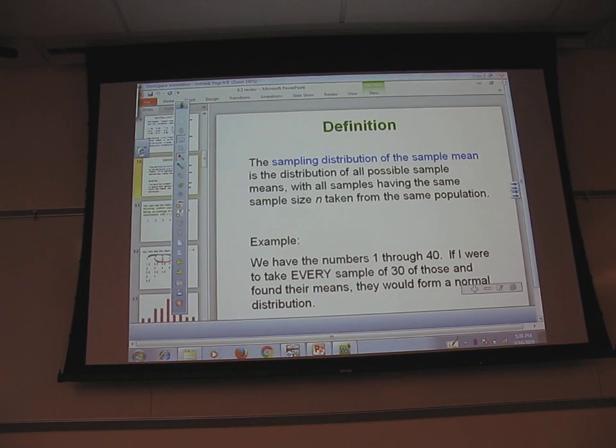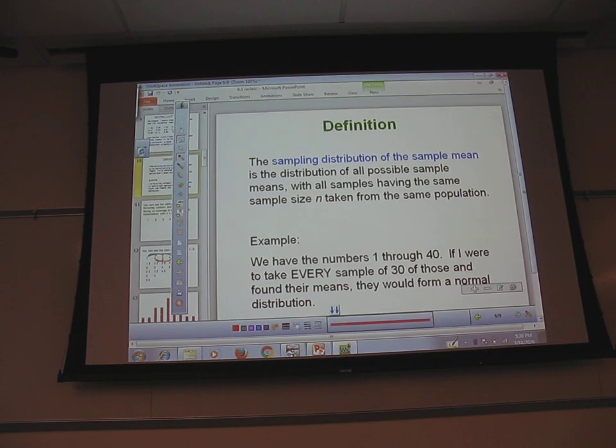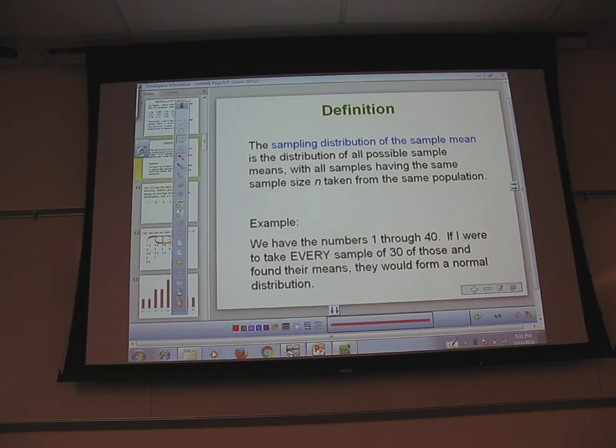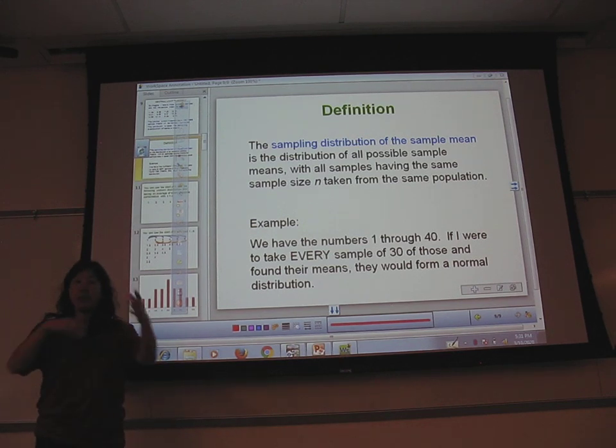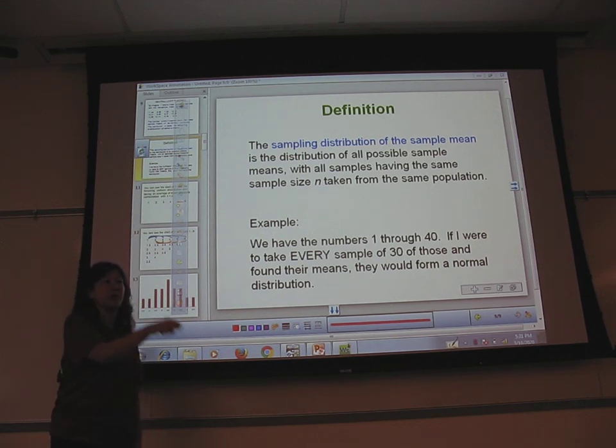Let's get someone talking about this. Megan, go ahead and read. The sampling distribution of the sample mean is the distribution of all possible sample means with all samples having the same sample size n taken from the same population. Keep going. Example, we have the numbers 1 through 40. If I were to take every sample of 30 of those and found their means, it would form a normal distribution. Right. So if I had the numbers 1 through 40, I took every possible sample from there of 30, and took the average of each one of those samples, it would form a really nice normal distribution.